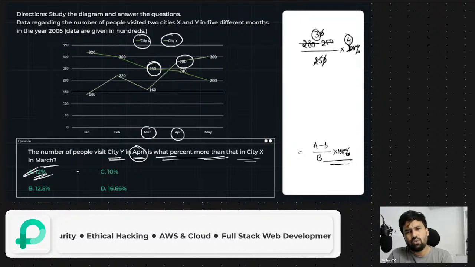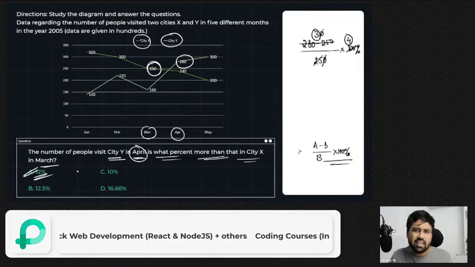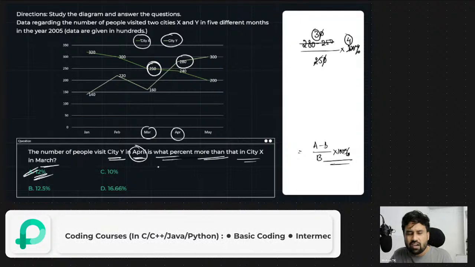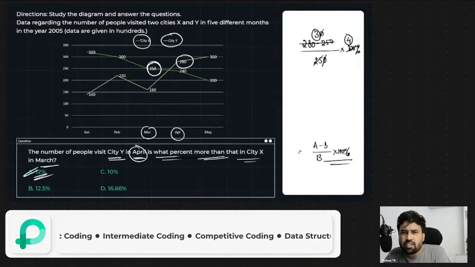So this is how you have to do this type of data interpretation problem. See guys, I have done nothing. I have read the question. I have noted the information given in the diagram. It will take a maximum of 1 minute to 45 seconds if you are in the exam.